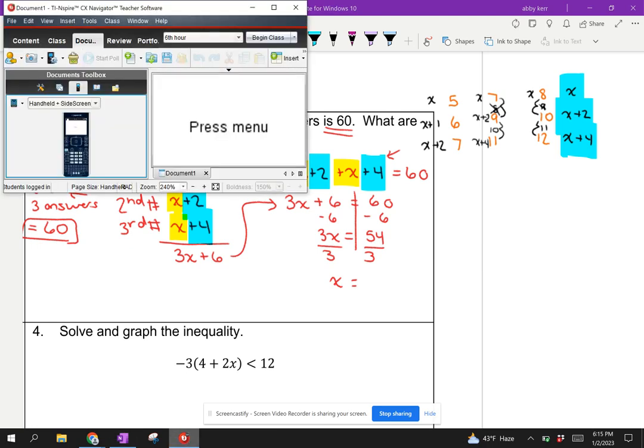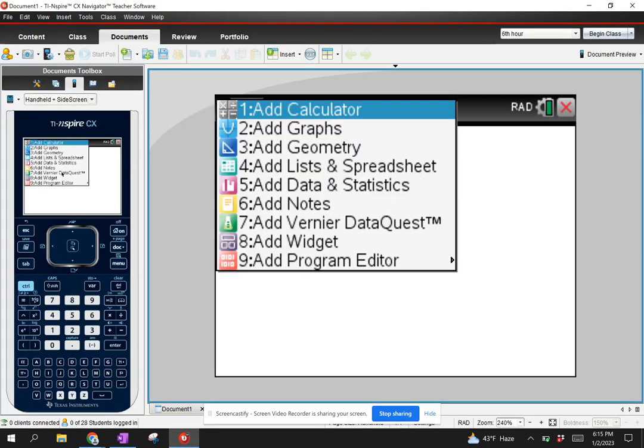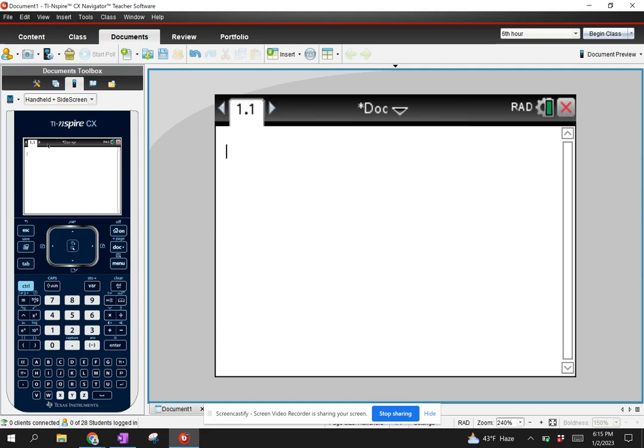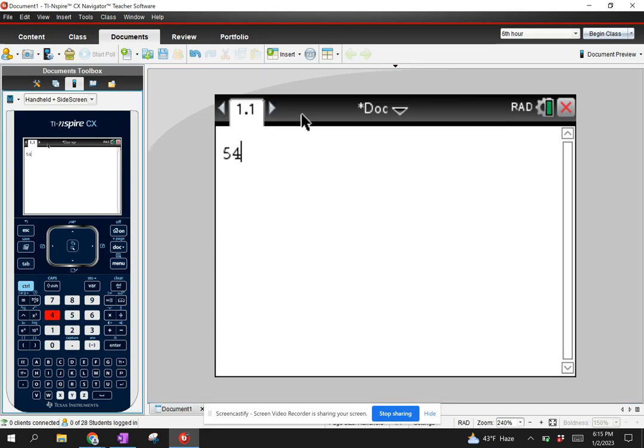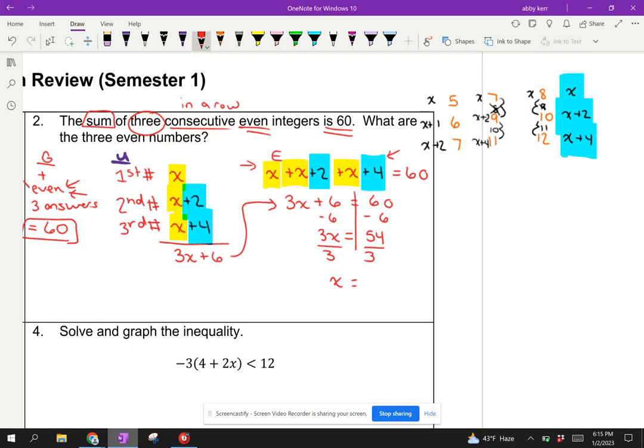Now, remember, calculators are allowed on the final. So if you need to do 54 divided by 3, that will get you your first number. Now, please remember that it says even. 18 is an even number. So then my next number in the pattern will be 18 plus 2, which is 20. And then my third number is x plus 4, which would get me 22.